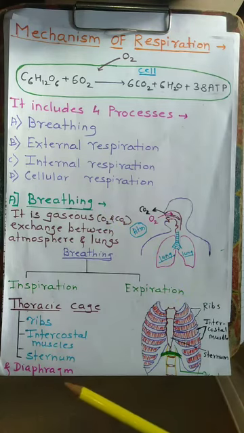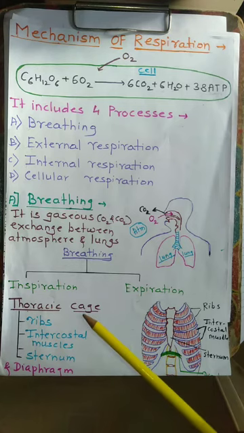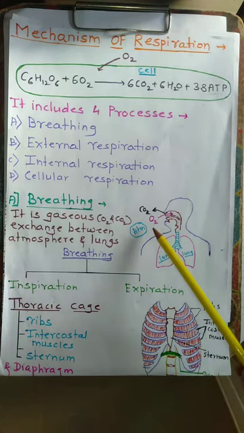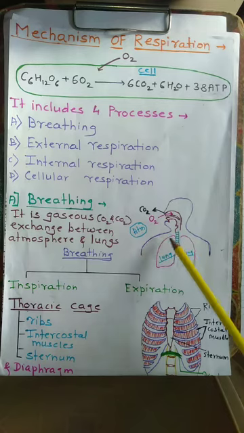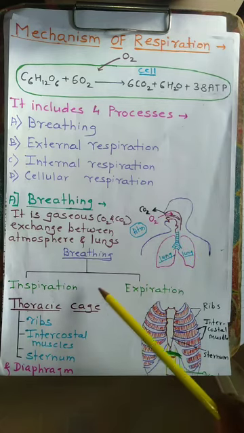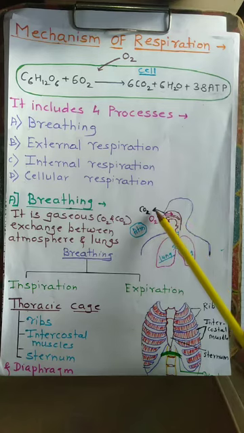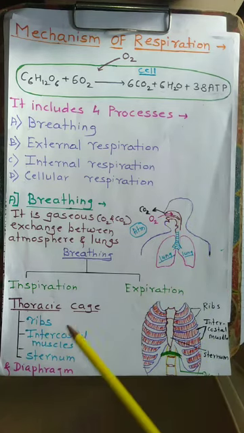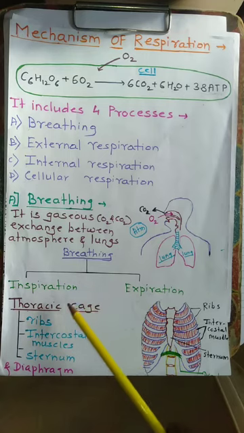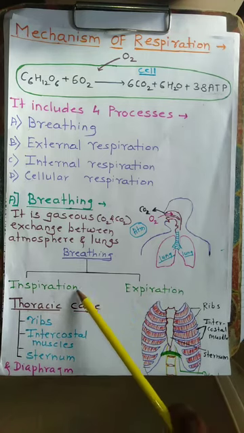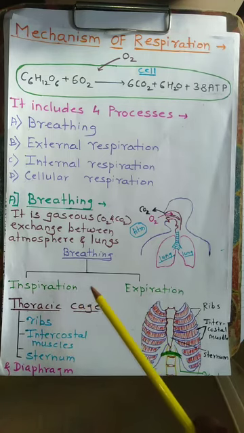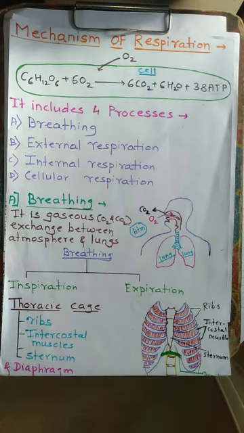Therefore, the breathing mechanism involves two events. The first event is intake of oxygen, called inspiration, and the second event is giving out carbon dioxide, called expiration. Therefore, inspiration and expiration are the two processes of the mechanism of breathing. Both these steps complete with the help of parts of the thoracic cage and diaphragm.